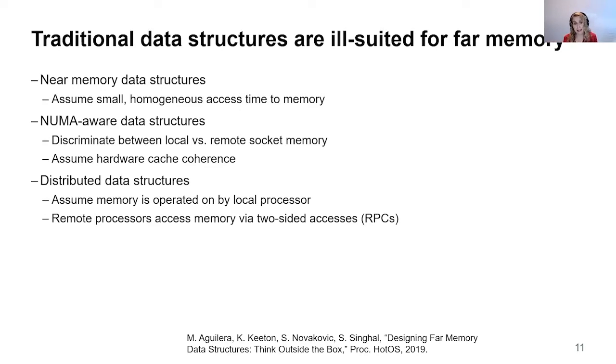That makes sense in a distributed environment where compute nodes are talking to other compute nodes, but it might not necessarily make sense in a far memory environment where the disaggregated memory doesn't actually have intelligence. Even if it does have intelligence, it's not clear that we want to use it for handling these remote procedure calls or two-sided operations. As a result, in some work that my colleagues and I published in HotOS, we proposed to rethink how we design data structures for far memory environments.